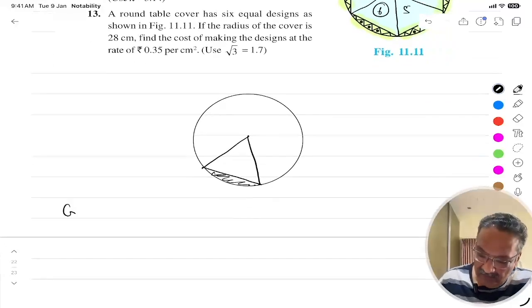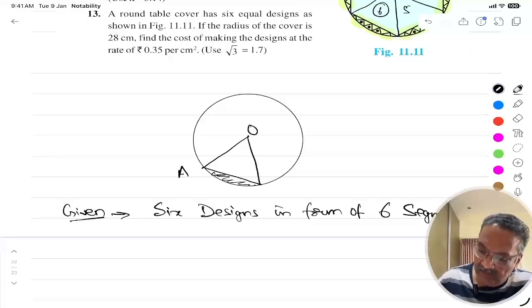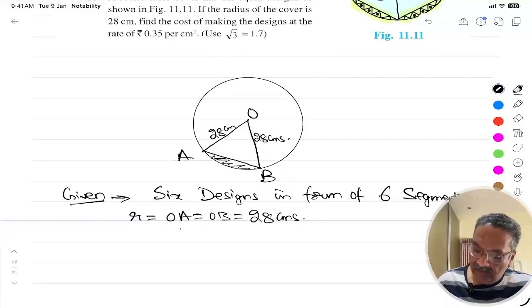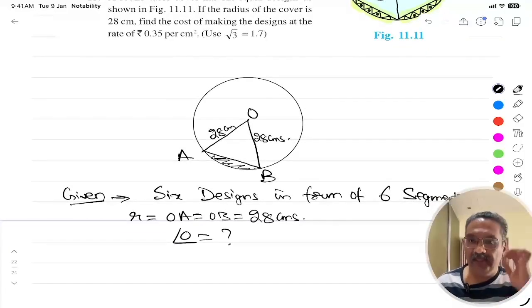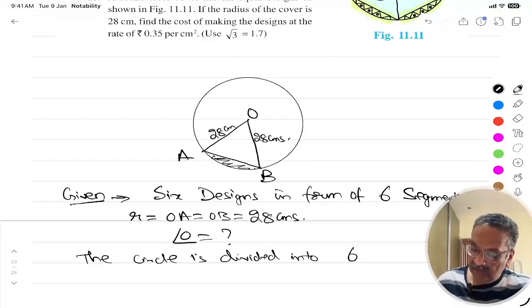Okay, given 6 designs in the form of 6 segments. I will call this OAB, and radius OA is equal to OB is equal to how much? 28 centimeters. Now angle O is not known.